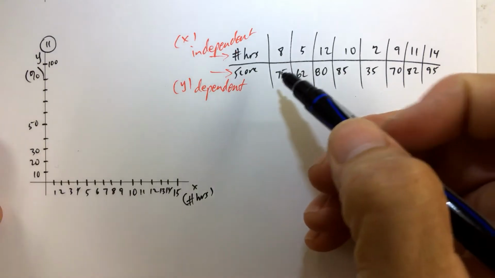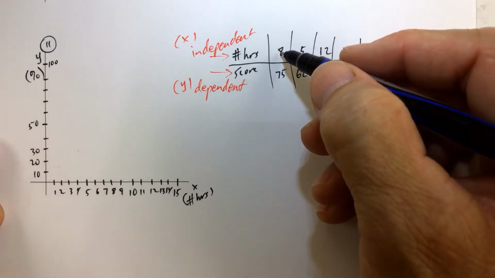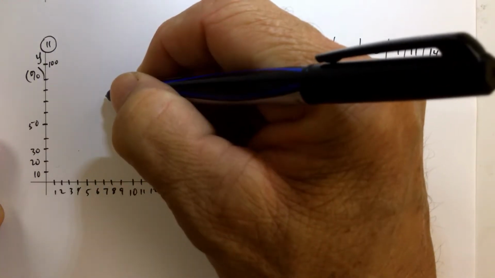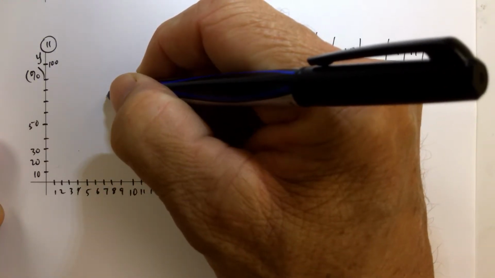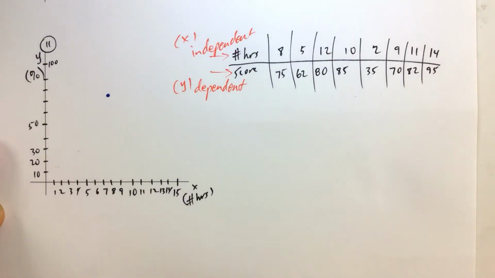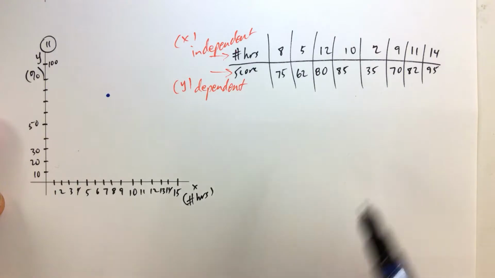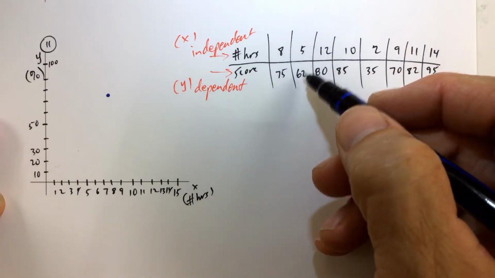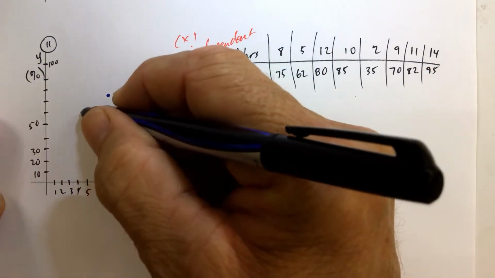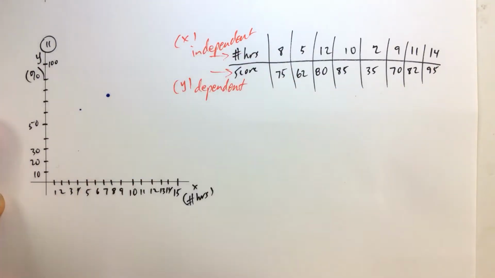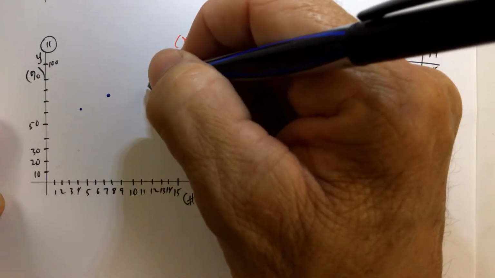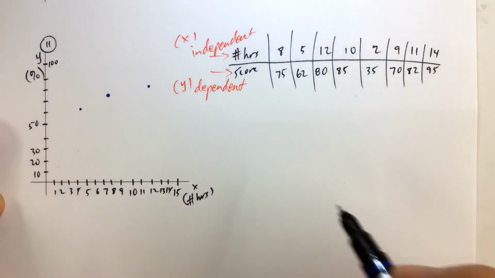Now let's plot the points. If we studied 8 hours, then we got a 75. So 8 hours, and we go up to 60, and 75 would be right about there. Just like the last two problems, this does not have to be exact. You just want to get close and make it look fairly accurate. When we studied 5 hours, we got a 62, so that's right about there. When we studied 12 hours, we got an 80, right about there. And we just keep going.